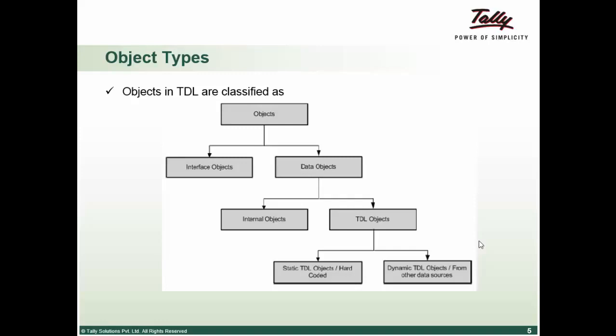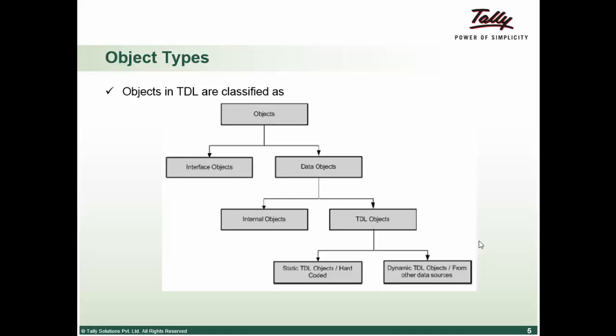So what is a data object? Data is actually stored in the data object. These objects are classified into two categories, the internal objects and the external objects. What are the internal objects? Internal objects are the objects that are provided by the platform. They are stored in the Tally database.